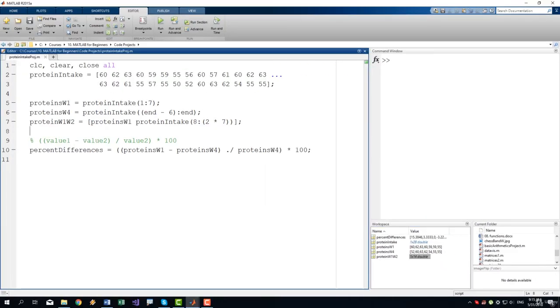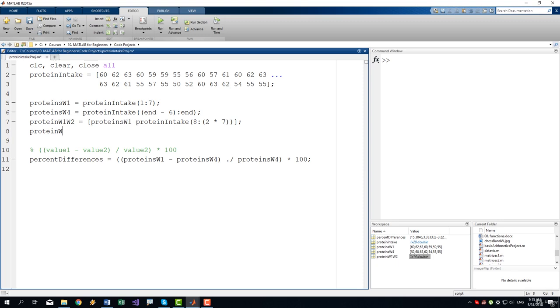Now let's do the same thing for week 3 and week 4. Week 3, week 4 equals to something. What is the something? Now the third week is probably the most complex one. Protein intake of something and proteins week 4. Now, what is the something for the third week? Think about it. The second index will be the same as we have here, but it's not going to be 2 times 7, it's going to be 3 times 7. So 3 times 7. That will give us the 21st day or the last day of the third week.